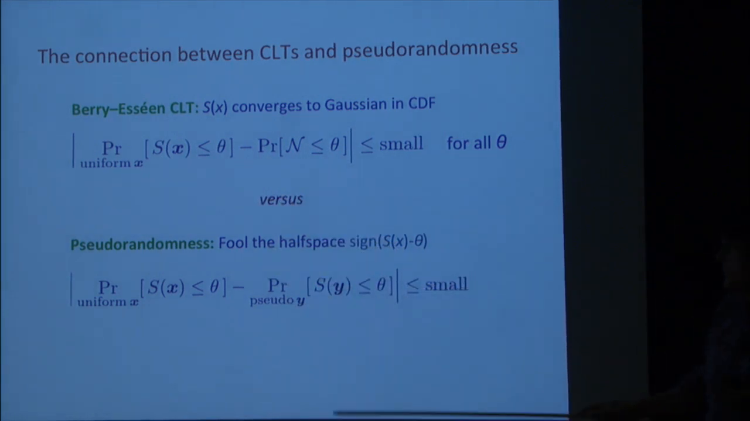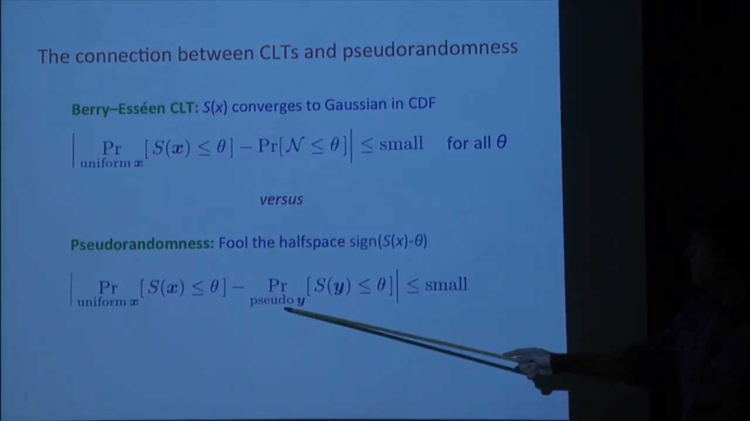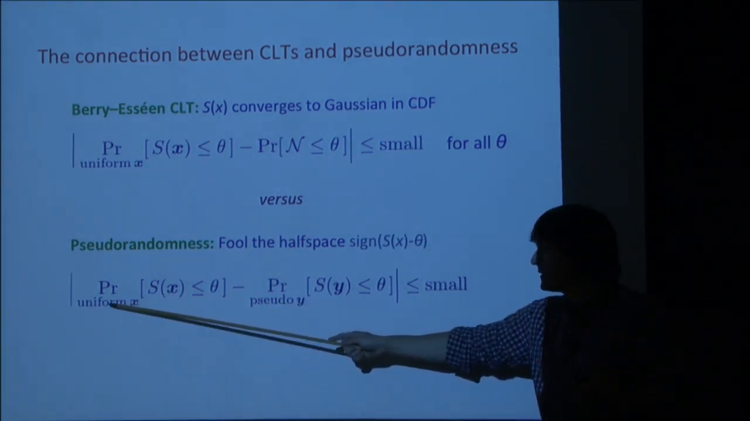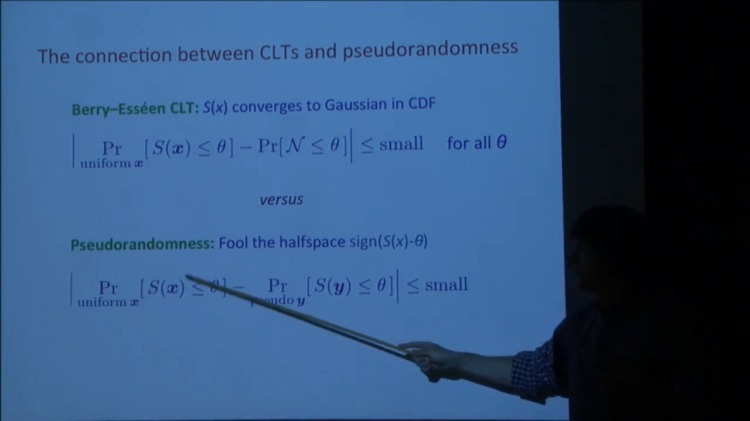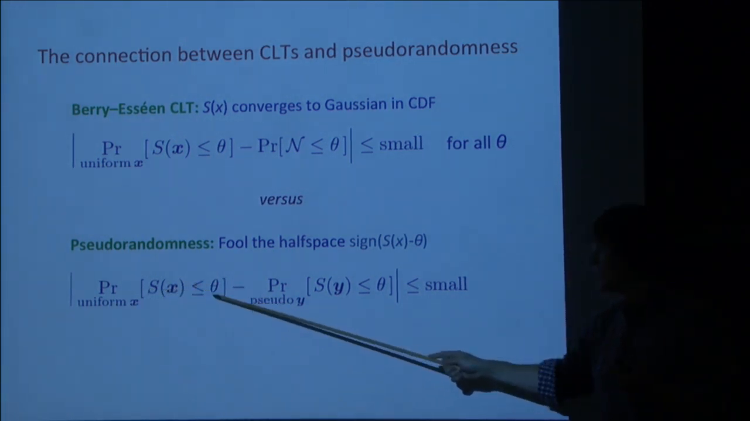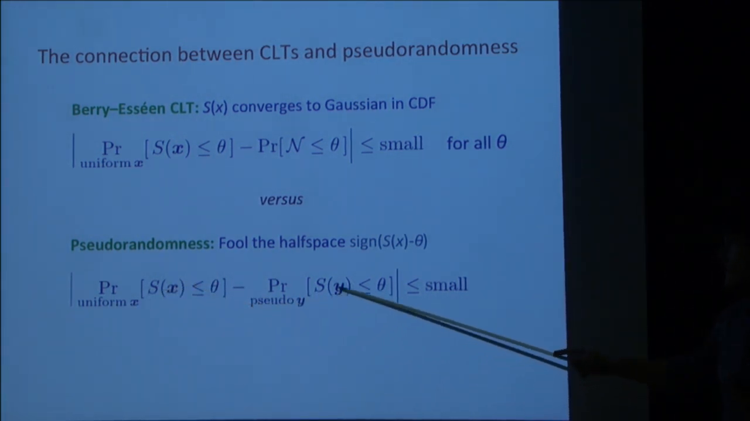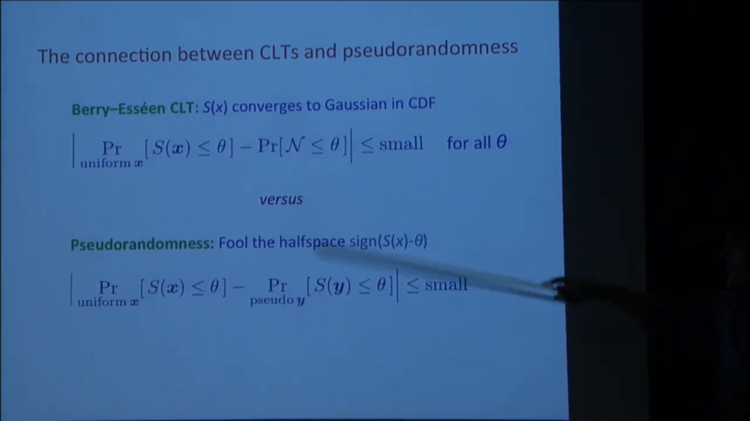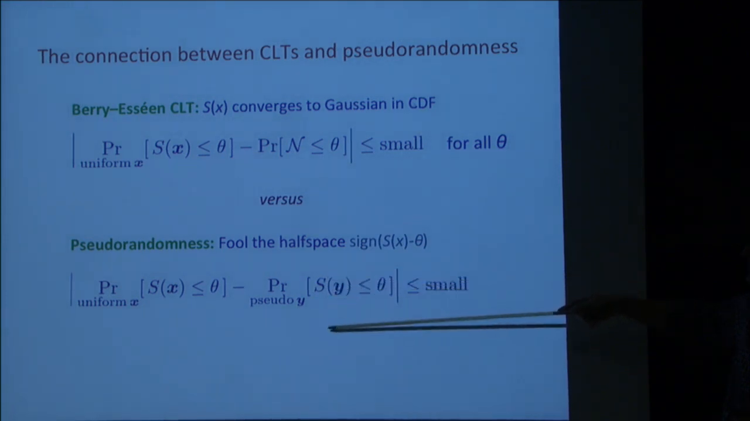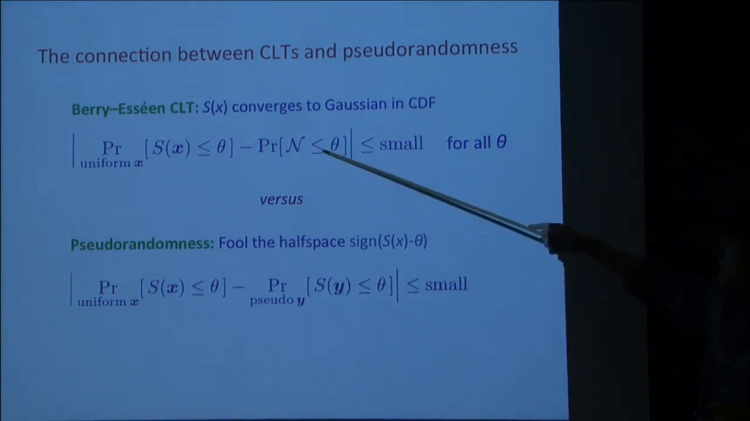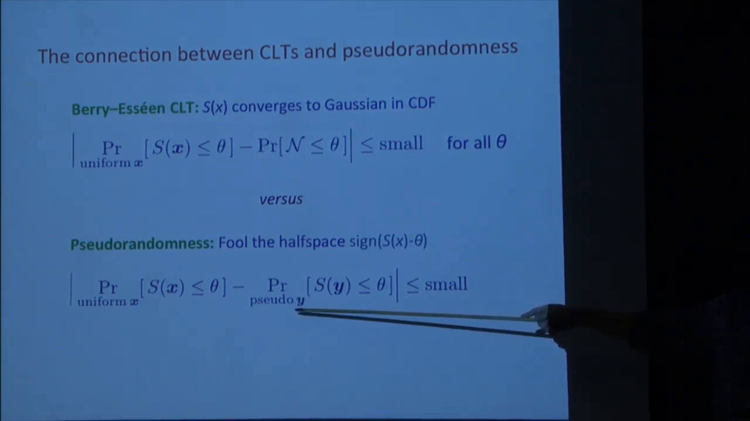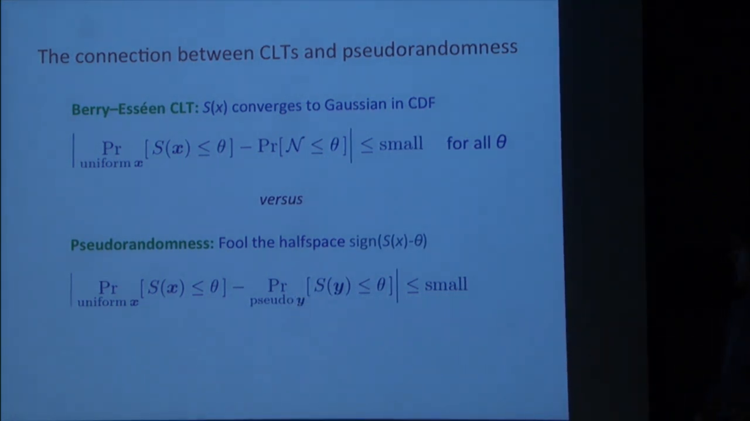On the other hand, a pseudo-random generator is just some way of coming up with a randomness efficient distribution over bit strings, such that if I look at the probability that a truly random n-bit string makes the linear form less than theta versus the probability that a pseudo-random n-bit string makes the linear form less than theta, this should be small. So there's really a pretty close correspondence between these statements. The only difference is that here I have the Gaussian distribution, and here I have some cooked up pseudo-random distribution over n-bit strings, or over n-vectors.